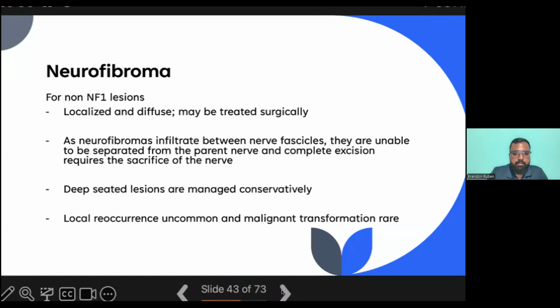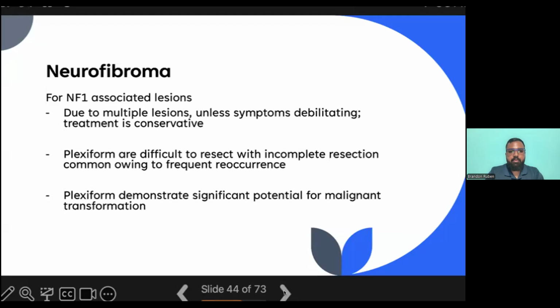For non-NF1 type lesions, these are localized and diffuse and may be treated surgically. As neurofibromas infiltrate between the nerve fascicles, they are unable to be separated from the parent nerve, and complete excision requires sacrifice of the nerve. Deep-seated tumors are managed conservatively, with local recurrence uncommon and malignant transformation rare. For NF1-associated lesions, due to multiple lesions, unless symptoms are debilitating, treatment is conservative.